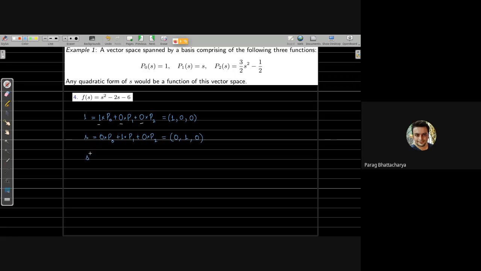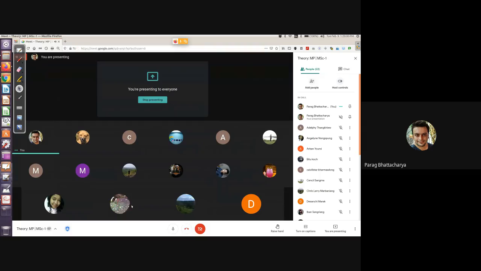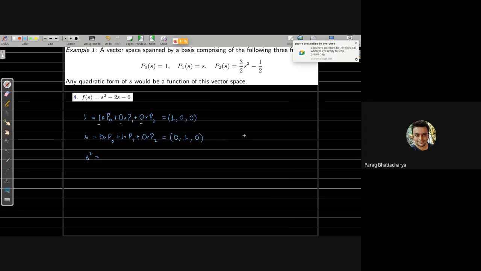What about S square? How do you write S square? Use these two ideas. Can you try this for yourself? How do you write S square? Please try this. If you have a notebook, please try this out. I'll give you a couple of minutes. Please try this out. At least you can tell me how you're going to proceed. Okay, you can tell me that also.